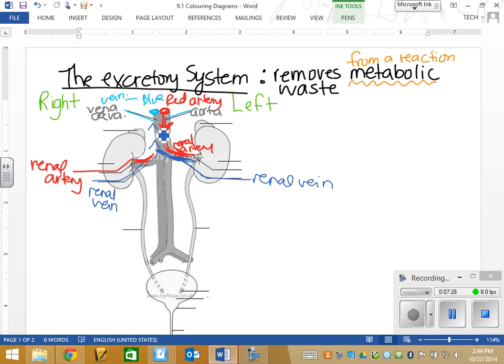So in terms of blood flow so far, does anyone have questions they'd like to ask about the structure or which way blood is flowing in them?